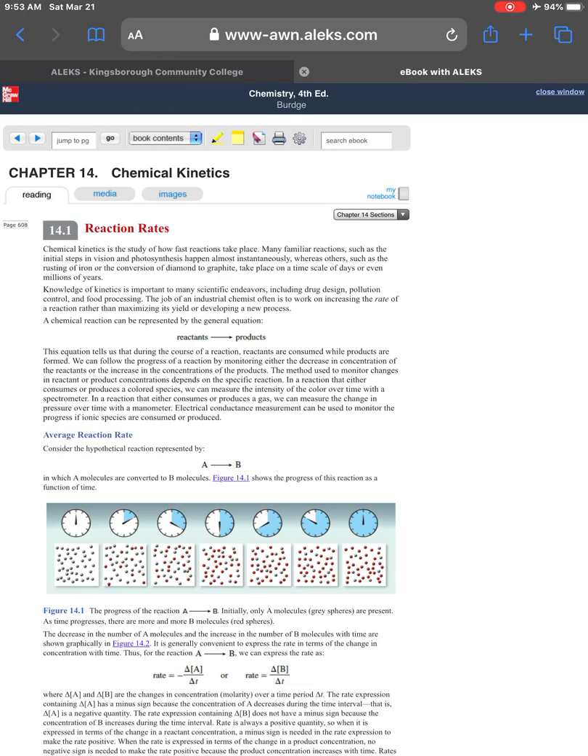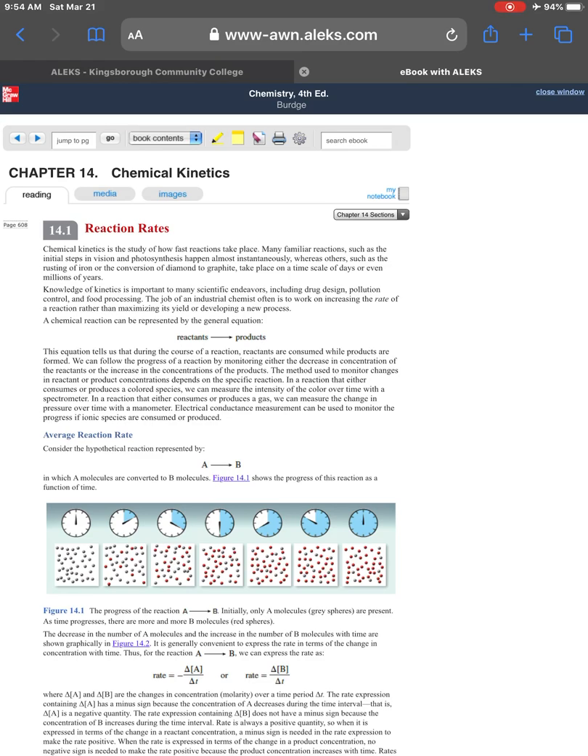The method used to monitor changes in reactant or product concentrations depends on the specific reaction. In a reaction that either consumes or produces a colored species, we can measure the intensity of the color over time with a spectrometer. A spectrometer is a device that measures the color of a solution. In a reaction that either consumes or produces a gas, we can measure the change in pressure over time with a manometer that measures pressure. That's a different way to measure what's going on. Electrical conductance measurements can be used to monitor the progress if ionic species are consumed or produced. So sometimes reactions occur in water and there are ions that are formed, so we measure electrical conductivity to see what's going on. So there are three different ways of monitoring the progress of a reaction.